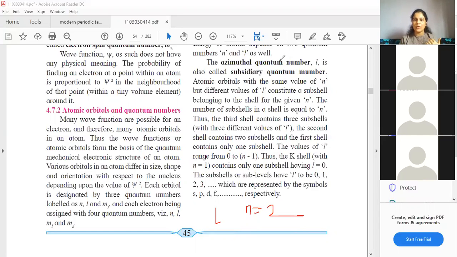Students, see to it that you all keep yourselves mute. Only if you have a doubt, then unmute yourselves.